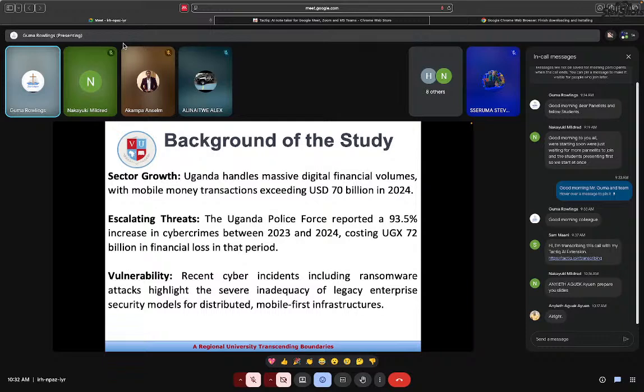According to the 2024 crime report by the police, it was reported that there was a 93.5% increase in cyber crimes, costing the economy roughly 72 billion Uganda shillings. Recent ransomware attacks in the banks and even SIM swap frauds prove that the legacy enterprise security models are fundamentally failing in this mobile first distributed infrastructure, the modern infrastructure as we have it.